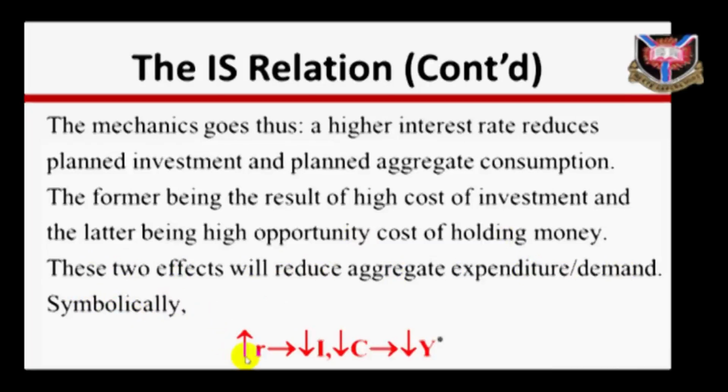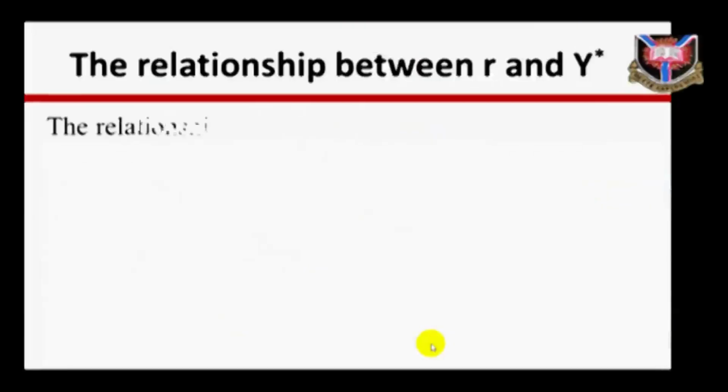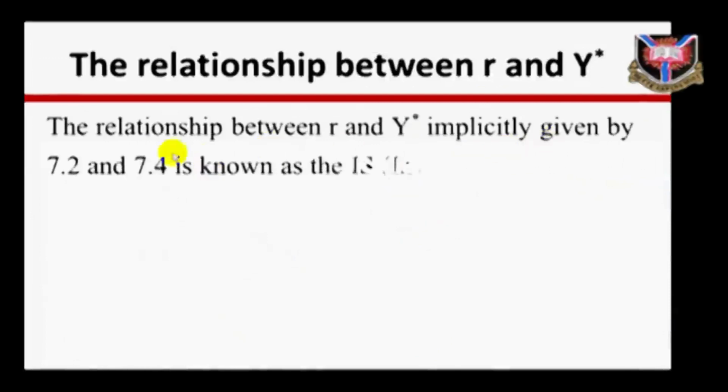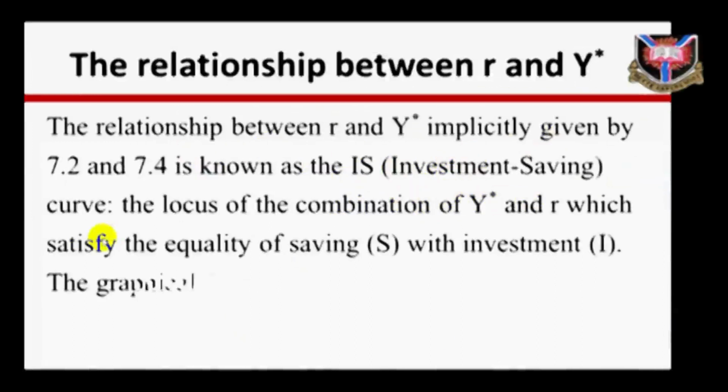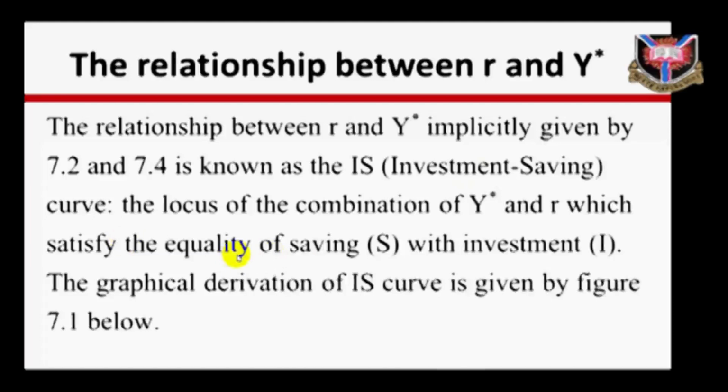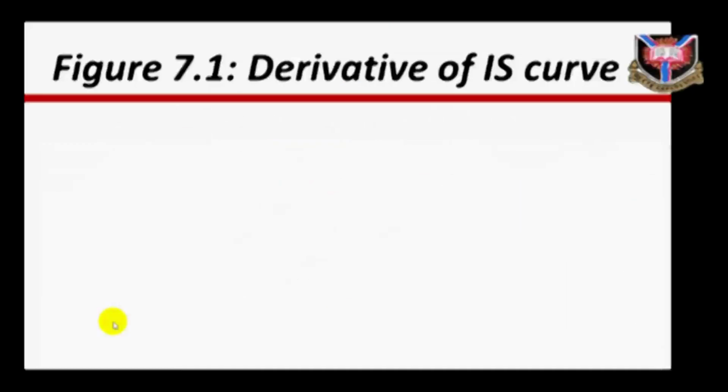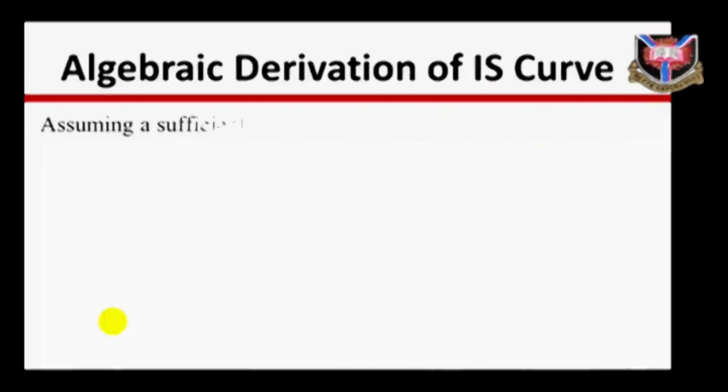The relationship between R and Y asterisk. The relationship between R and equilibrium income, implicitly given by 7.2 and 7.4, is known as the IS, that is, investment saving curve. The locus of the combination of equilibrium income and R, which satisfy the equality of savings with investment.